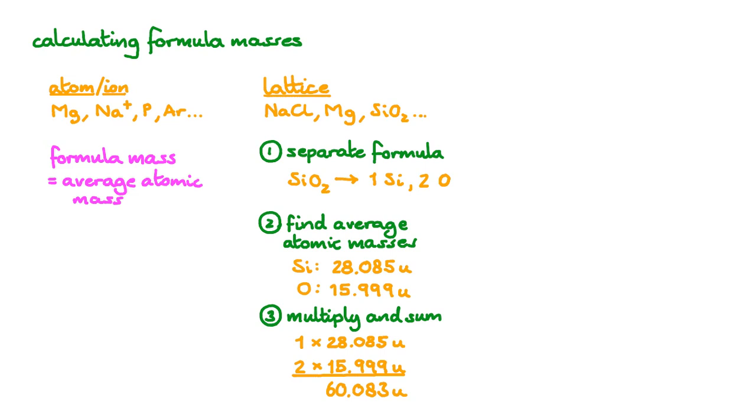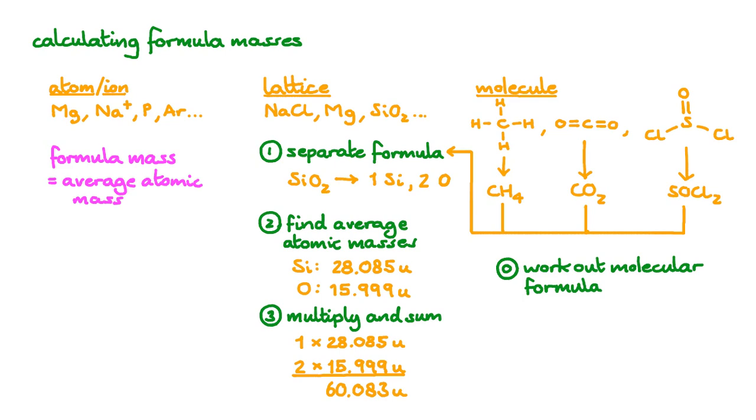We then multiply those average atomic masses by the number of atoms or ions in the formula and then add them all together. Molecules can be drawn in a variety of ways, so you might have to figure out the molecular formula from a diagram. Once you've counted up all the atoms of each element, you then do exactly the same process as with the lattice. Separate out the formula, find the average atomic masses, and multiply and sum them together. So we've looked at how formula masses apply to atoms, ions, lattices, and molecules, let's have some practice.